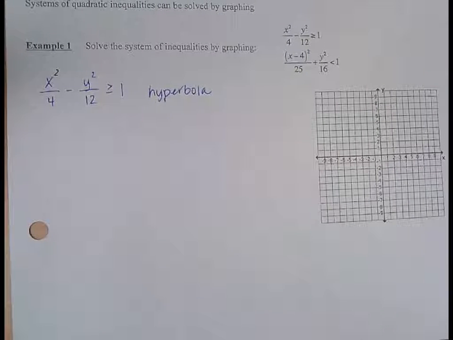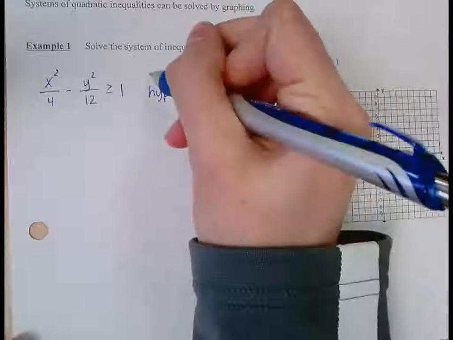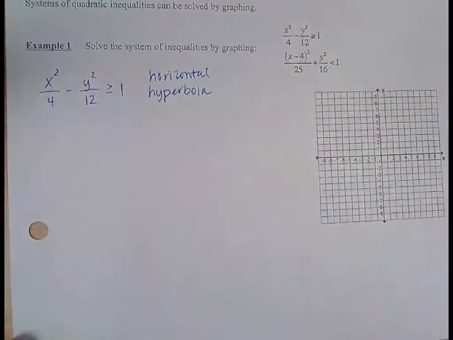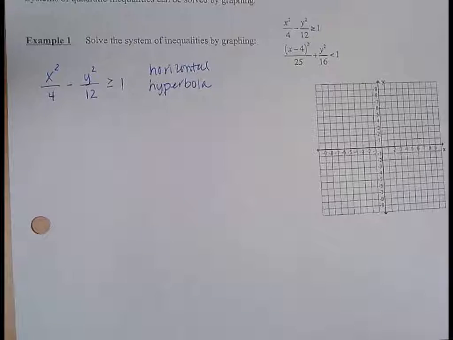Okay, so yes, hyperbola. And this is good review for your homework quiz, a hint on how to graph a hyperbola. First of all, identify if it's horizontal or vertical. Which one would this be? It is horizontal. Okay, it is a horizontal hyperbola.